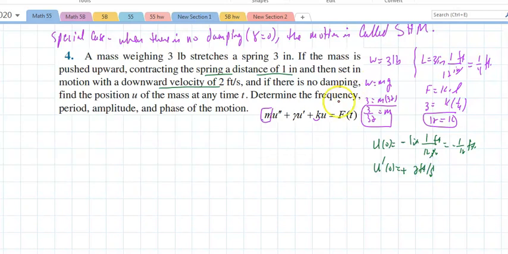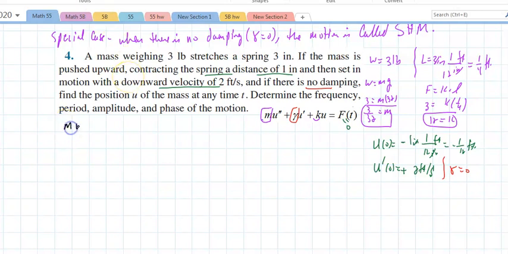And if there is no damping, hey, no damping means what? That's 0. And they didn't say anything about external force, right? So that's 0 as well. Alright, well that's pretty much what we need out of this, and that's how we're going to do all applications. It says, find the position u of the mass, determine the frequency, period, amplitude, and phase. Okay, well that's pretty much defines everything.